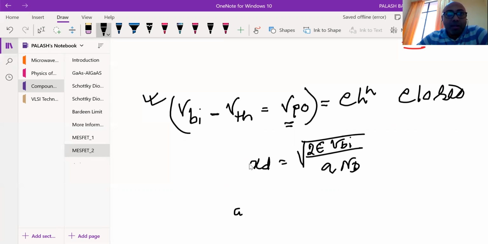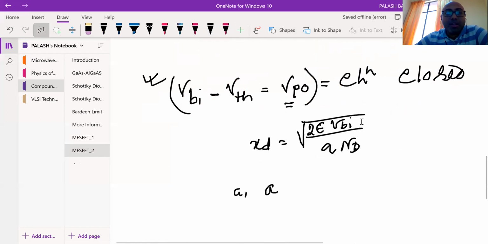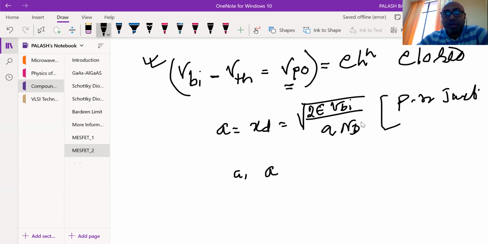Now here in this case, you have to write A instead of XD, because now your depletion region is such that you have to close it. So your XD has to close fully. This XD is nothing but the whole thickness, so that's why I'm writing A. XD is equal to A. You can get it from the PN junction diode formula, from the junction diode study. We have done it, right? So we are writing A, and A square means 2 epsilon VBI over QND.